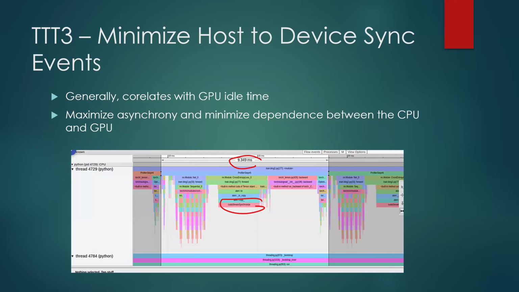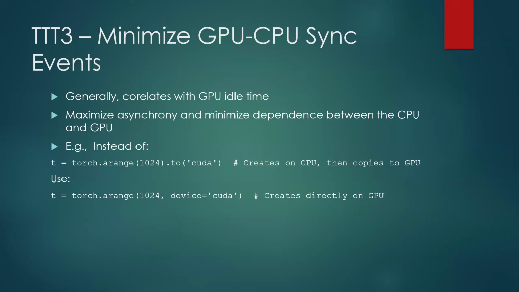Moving on to TTT3, minimizing the host-to-device sync events. Ideally, we want to maximize asynchrony and minimize dependence between the CPU and GPU, as synchronization events, such as the one highlighted in this trace, generally lead to dips in GPU utilization. Sometimes removing a sync event is super easy, as depicted here, where instead of creating a tensor on the CPU and copying it to the GPU, which requires a sync event, we can create the tensor directly on the GPU.